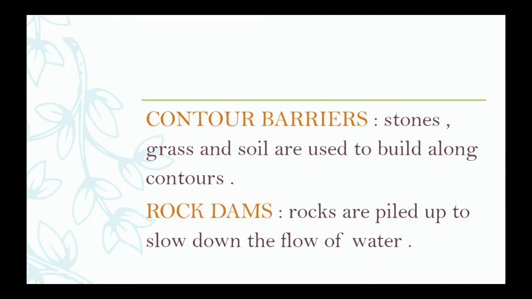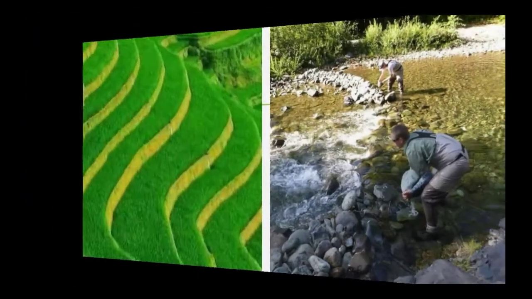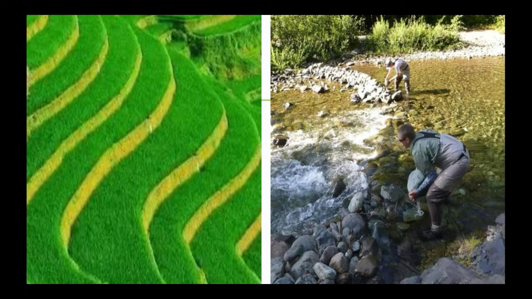Contour barriers. This is also one of the processes for conservation of the land soil. The stones, grass, soils are used to build barriers along contours. Trenches are made in front of the barriers to collect water. These contour barriers help in soil conservation. And then rock dams. Rocks are piled up to slow down the flow of water. This prevents gullies and further soil loss. This is contour barriers and this is rock dams.